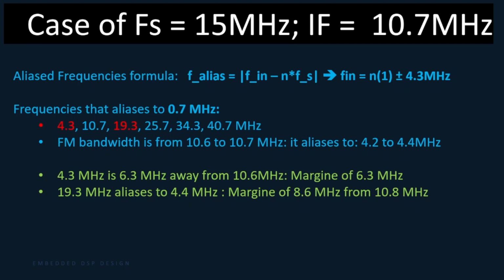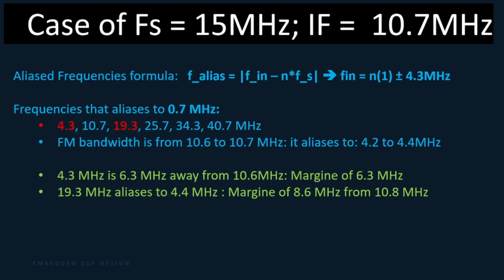So if you want to keep 4.3 away from that, then you would have to design your anti-aliasing filters so that 4.3 doesn't get picked up. So anyways, at this point you have a margin of 6.3 megahertz away from the lower edge. On the upper edge, how is that? Because the closest one is 19.3 megahertz, and it aliases to 4.4, which is the upper edge of our IF. So in this case, you have a margin of 8.6 megahertz.